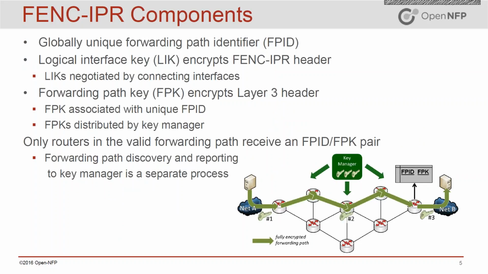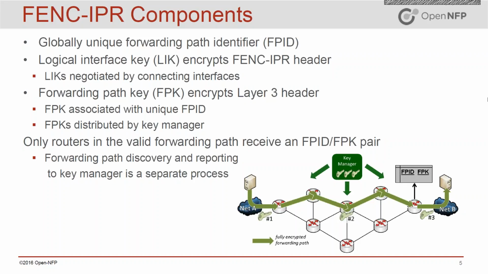So what comes out of this? Well, here are the components. The data structure is a globally unique, at least within your domain, forwarding path identifier, FPID. We have to encrypt that forwarding path ID, so I'm going to put on another header, and that header is going to be encrypted by what we call a logical interface key, which I'll get into in a minute. That encrypts this new FENC-IPR header that we're going to tack on. Basically, we're going to wrap the IP packet in another header that will also get encrypted.